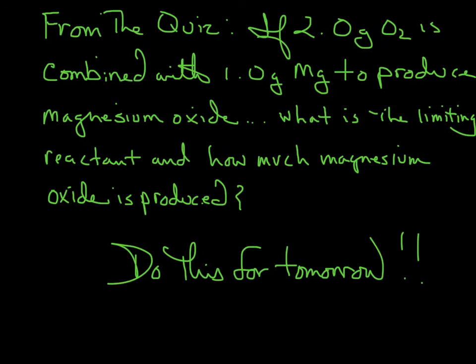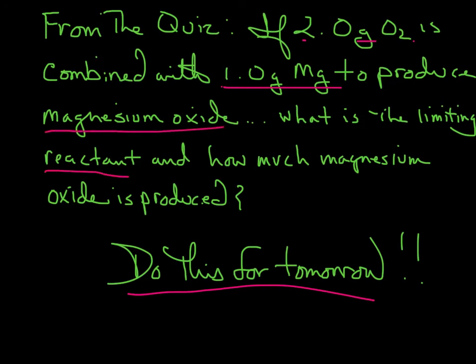From the quiz, let me give you another problem and see if we can do this for tomorrow. I'd love for you to come in to class tomorrow with either an answer or a question about how to do this. So here's your problem. If you have 2.0 grams of oxygen and it's combined with 1.0 grams of magnesium to produce magnesium oxide, what is the limiting reactant and how much magnesium oxide is produced? Okay, that's just like what we went through in this video. So let's see what we get for it for tomorrow.